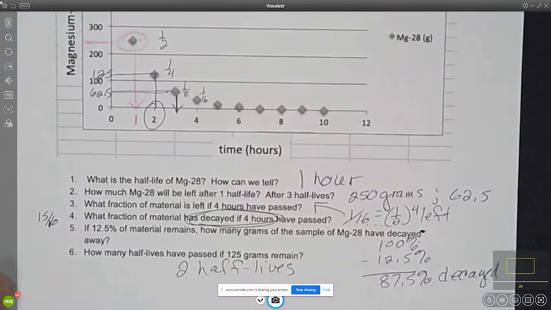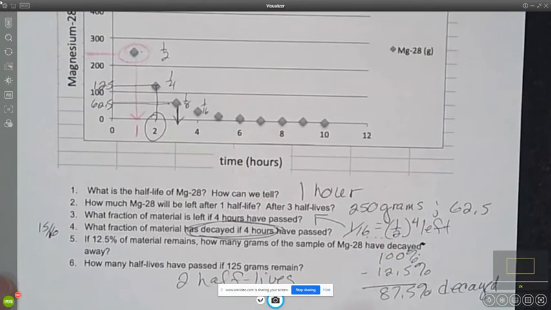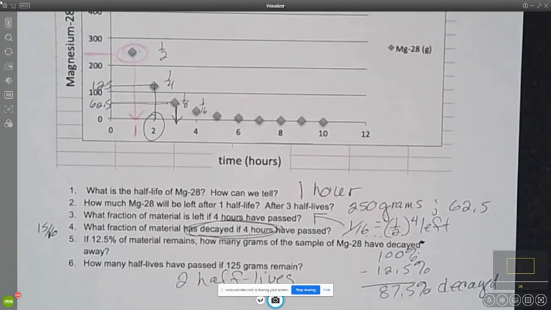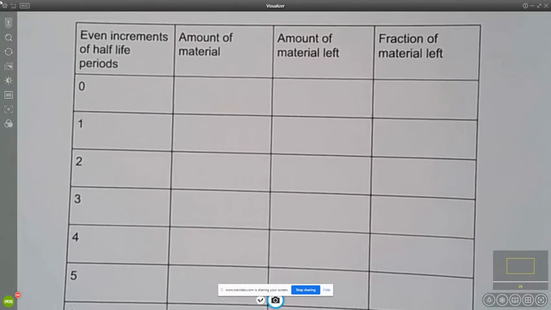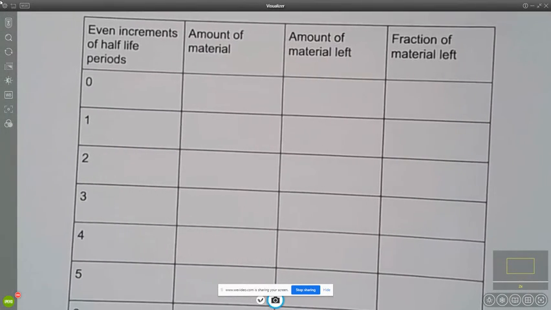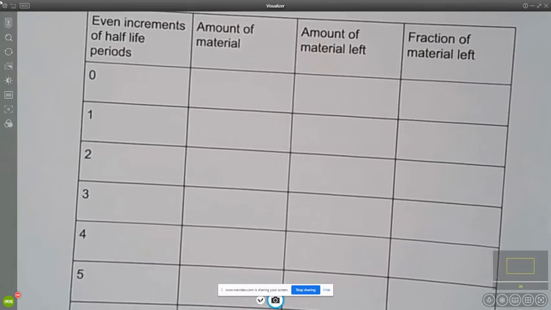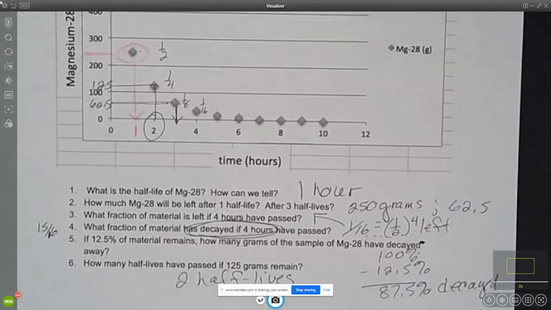So there's a lot of information we can tell from the graph, and using what we've done before. Don't be afraid to pull out your chart that looks similar to this, and it will give you that same pattern that you can use and fill in. It makes it pretty easy to work.